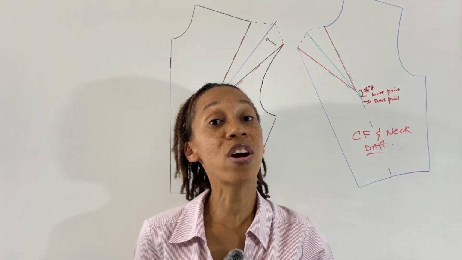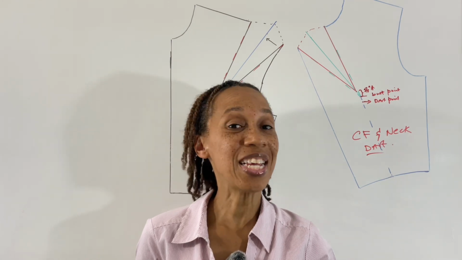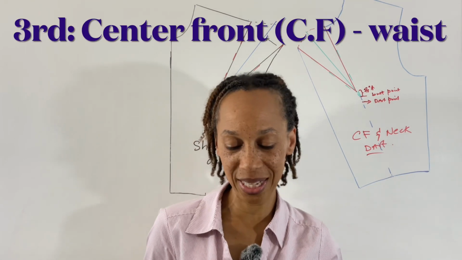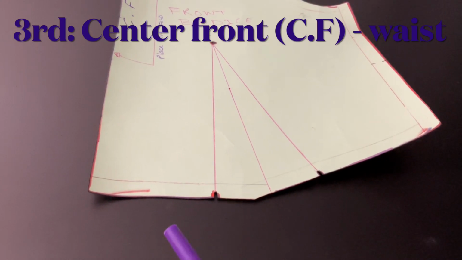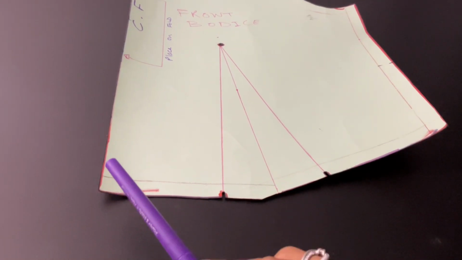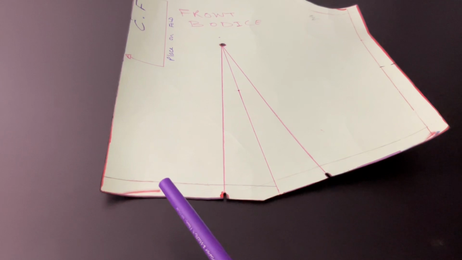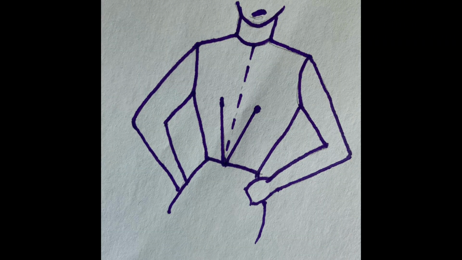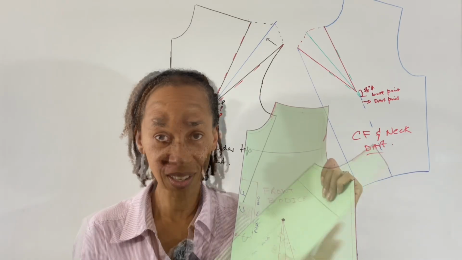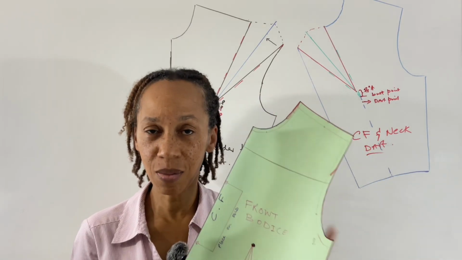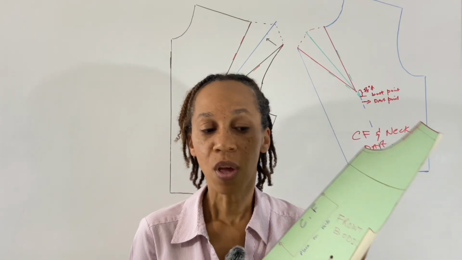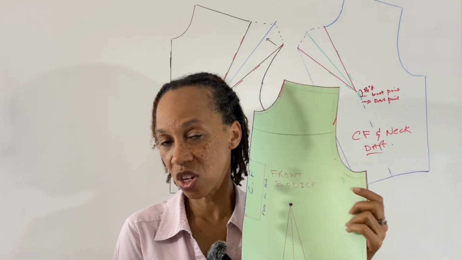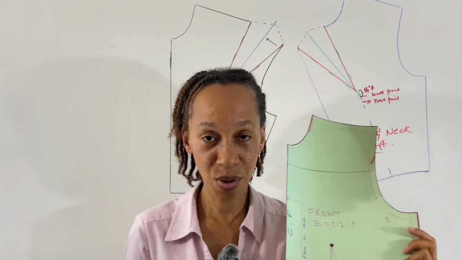Let's get into our third bust dart manipulation, which is going to be a center front waist. The center front waist we're talking about, this is the center front, this is the waist, and where both meet right here, that's where you're going to place your dart as opposed to at the waist. And there is a difference between the center front waist dart and the waist dart. So let's get into the next bust dart manipulation of moving this waist dart to the center front and waist.